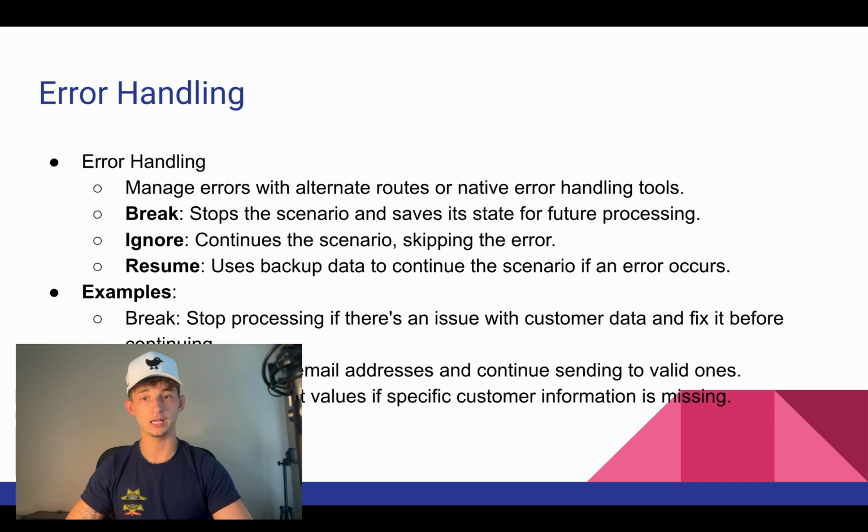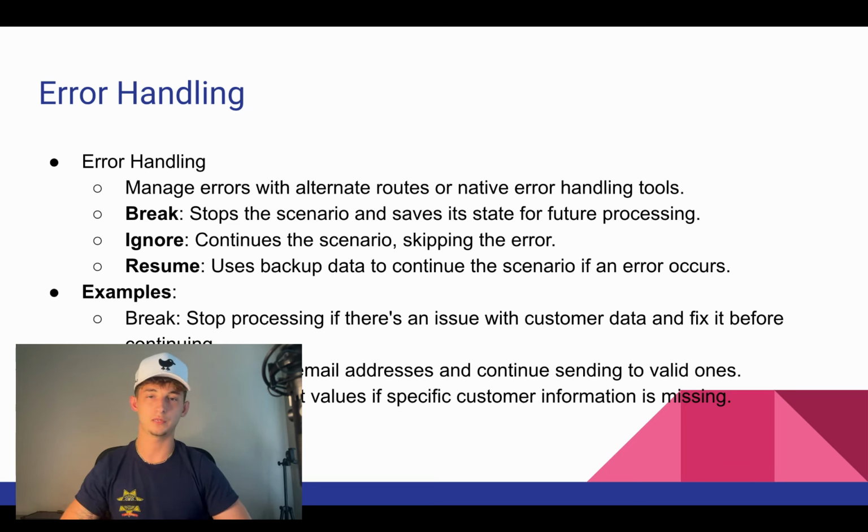Now let's go to error handling. Super important. We won't dive too deep into this, but we'll get into the foundations. Error handling is where you're managing errors with alternate routes or native error handling tools. So there's break, ignore, and resume. Break just stops the scenario and saves its state for future processing. Ignore continues the scenario, skipping the error. And resume uses backup data to continue the scenario if an error occurs.